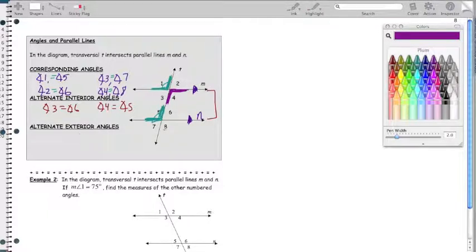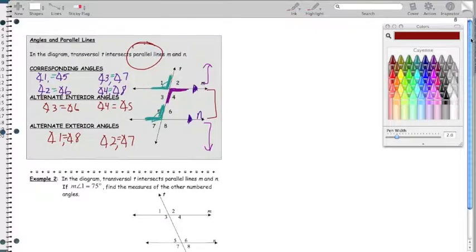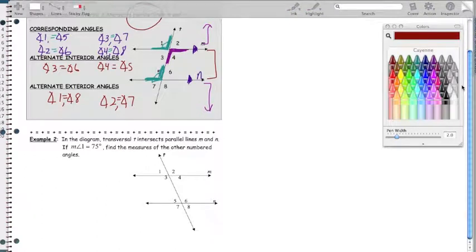Next, alternate exterior angles. So they're on the outside. Our alternate exterior angles are angle 1 and angle 8, and then we have angle 2 and angle 7. These are equal as well because we have parallel lines. So the property here is that when you have parallel lines, your alternate interior pairs are equal to what they pair up with. Same with your alternate exterior as well as your corresponding.